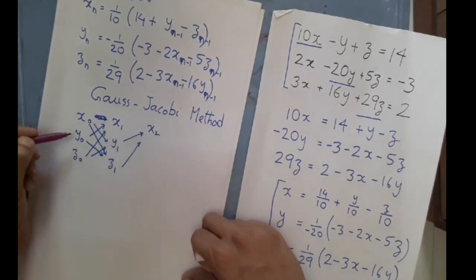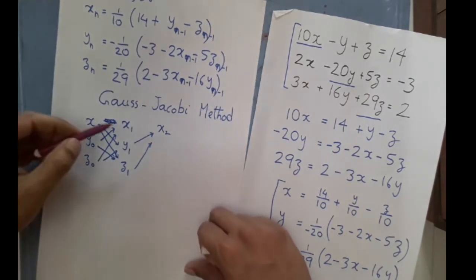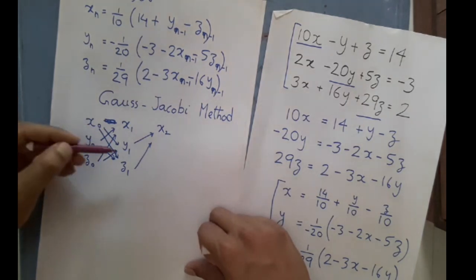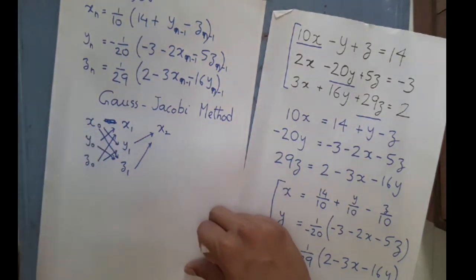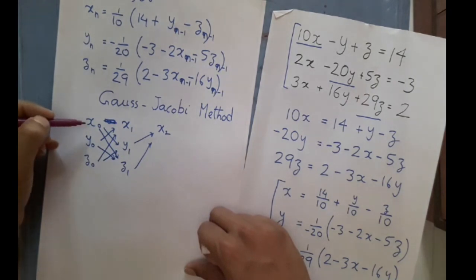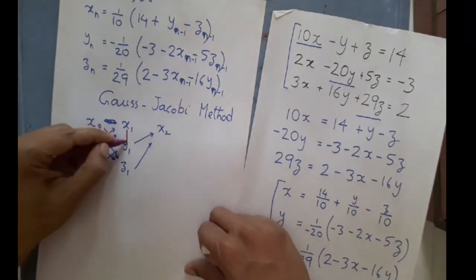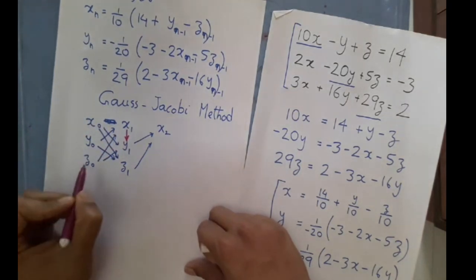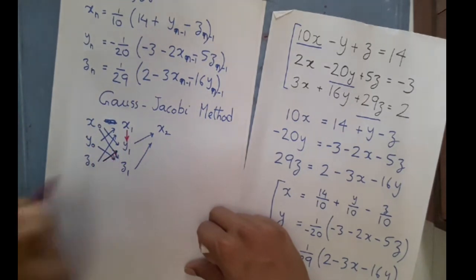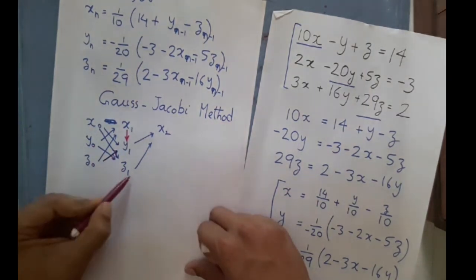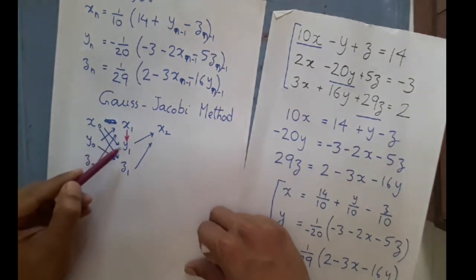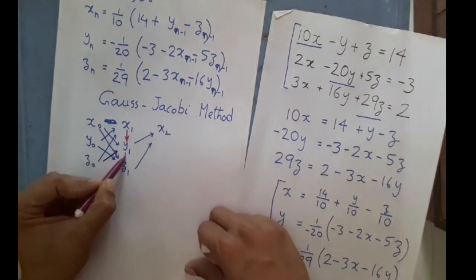I start with x0, y0 and z0. When I compute x1, I use y0 and z0, just as in Gauss-Jacobi method. But when I compute y1, the most recent value of x is x1, so I use this x1. And the most recent value of z so far is still z0, so I use this. When I compute z1, I need to use x and y. I have x1 and y1 as the most recent values, so I use them.